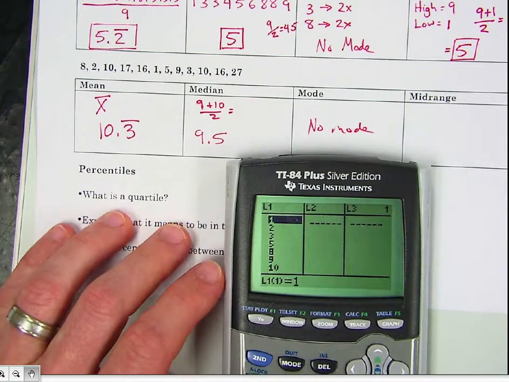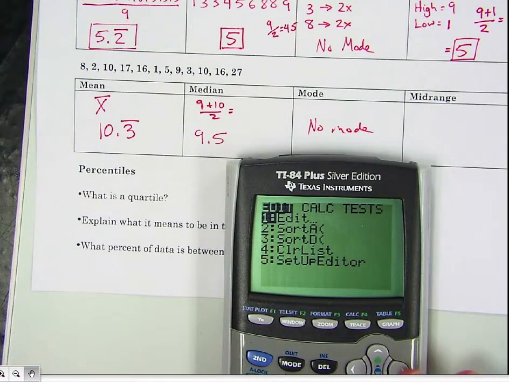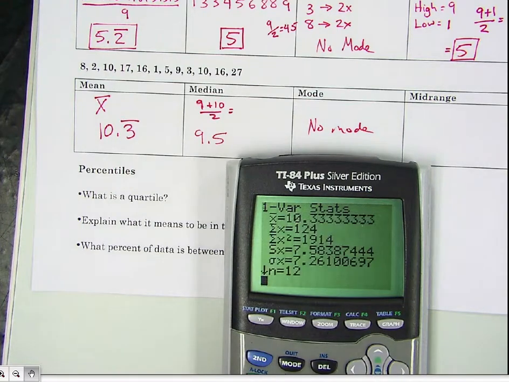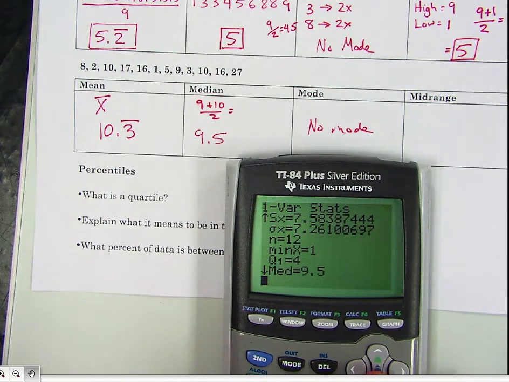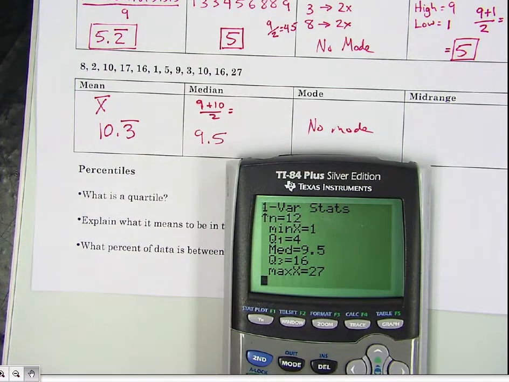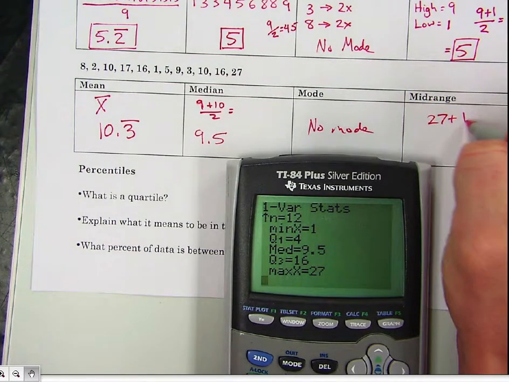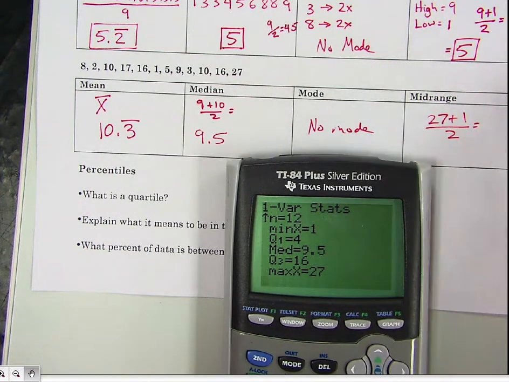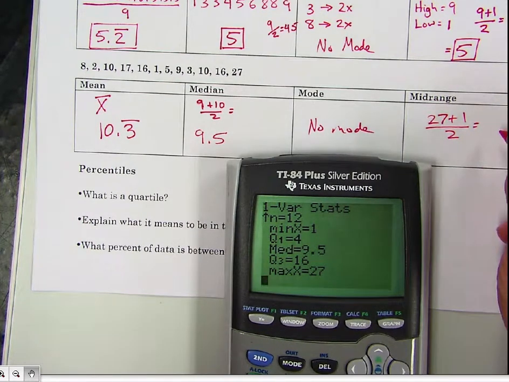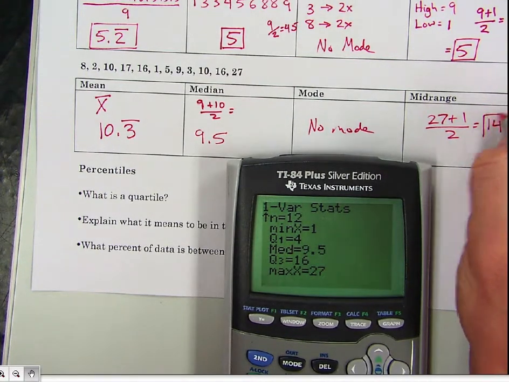And for the mid-range, we'll get back to our stats here. It does give you the minimum and the maximum, but that's it. You have to find it on your own. So you're going to go 27 plus 1 over 2, which is 14.